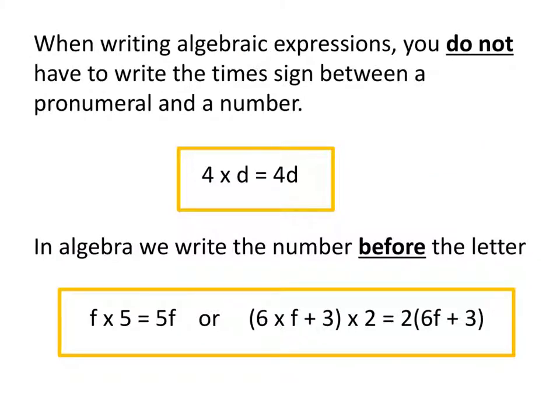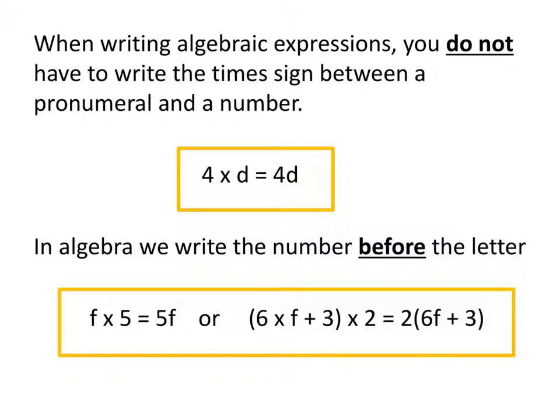An important thing to know in algebra is that when we're writing algebraic expressions, we don't have to write the times sign between the pronumeral, the letter, and the number. So instead of writing 4 times D, we can just write 4D. And in algebra, we always write the number before the letter. So even if we're saying F times 5, that would be written as 5F.